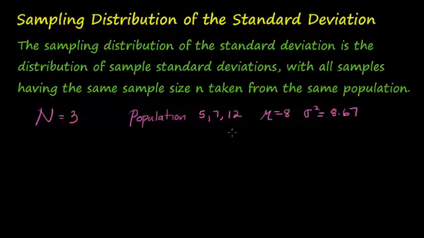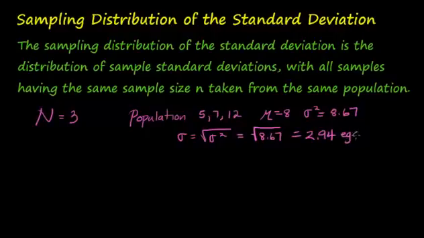And now we want to find the population standard deviation. Well, remember that the population standard deviation is just the square root of the population variance, and we already have that. So we can just take the square root of 8.67, and again, this is going to be an approximate number of 2.94, and remember, these are eggs, not eggs squared now because we took the square root.